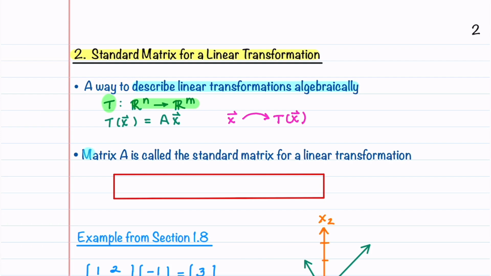Our matrix A is called the standard matrix for a linear transformation because it transforms vector x into vector T of x. Matrix A is equal to the transformation of e1 in its first column, the transformation of e2 in its second column, all the way up to the transformation of en in the last column.